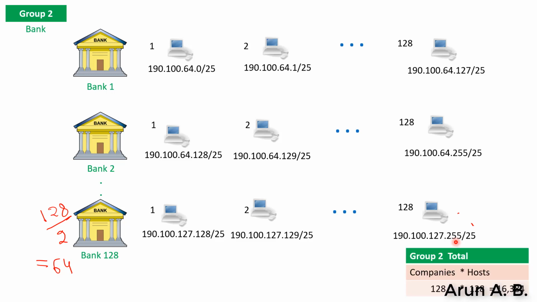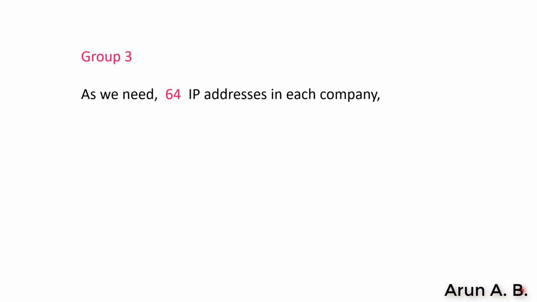In this one, as we have a total number of banks as 128, multiplied by the total number of IP addresses required in each bank, again 128. Therefore the total count will be again 16,384. So this is how group 2 has IP addresses assigned. Now let us move on to group 3. So in group 3 the number of customers is 128, that is 128 educational institutes, and each educational institute requires 64 IP addresses.